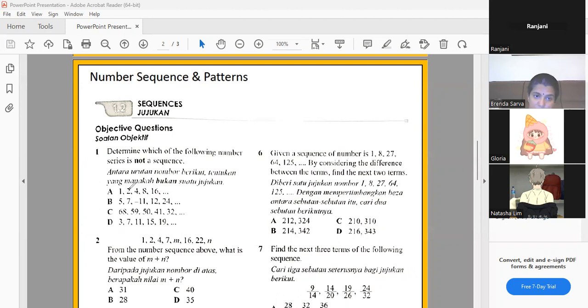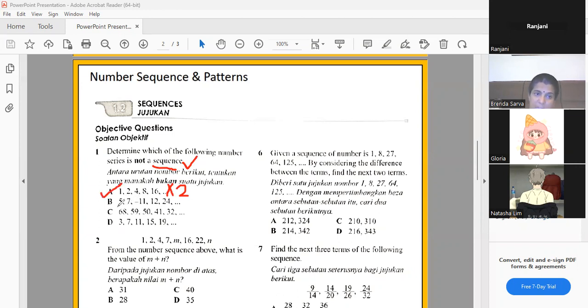1 becomes 2, 2 becomes 4, 4 becomes 8, 8 becomes 16. Obviously, I can see a pattern. The pattern here is times 2. Every term times 2. That's a pattern. So it is a sequence. Number A is a sequence.